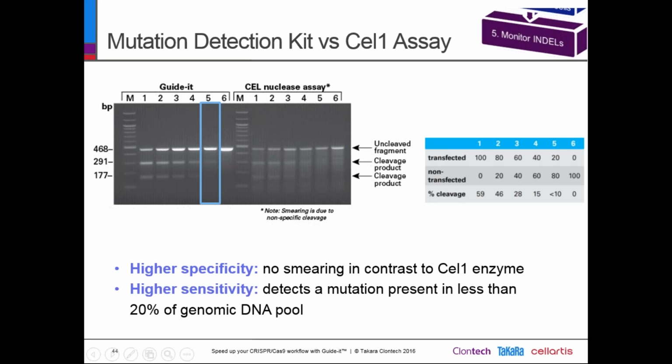For example, when you have a look here in lane 5, you can see a faint band. The legend of the figure is just transfected cells mixed with increasing concentrations of non-transfected cells, meaning that here in lane 5, our kit is able to detect a mutation which is present in less than 20% of the genomic DNA pool. However, when you look at the CEL1 assay, there's so much smearing that it's very difficult to say whether there was cutting or not. So: better specificity and higher sensitivity of the guided resolvase.